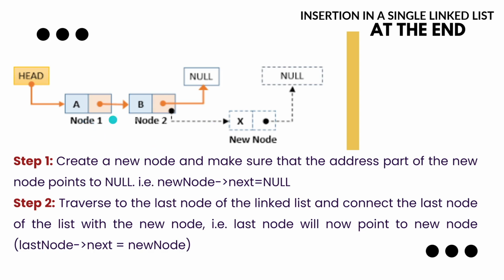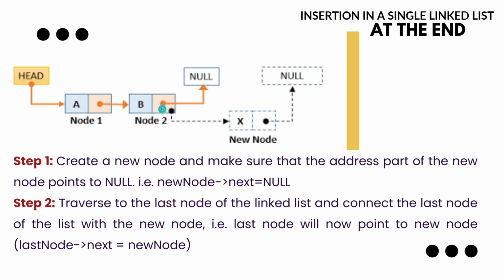So, here in this case we have just two nodes in our list. We check whether A's address part contains null. It is not so. So, we advance our pointer to the next node, and now we check whether B's address part is null or not.